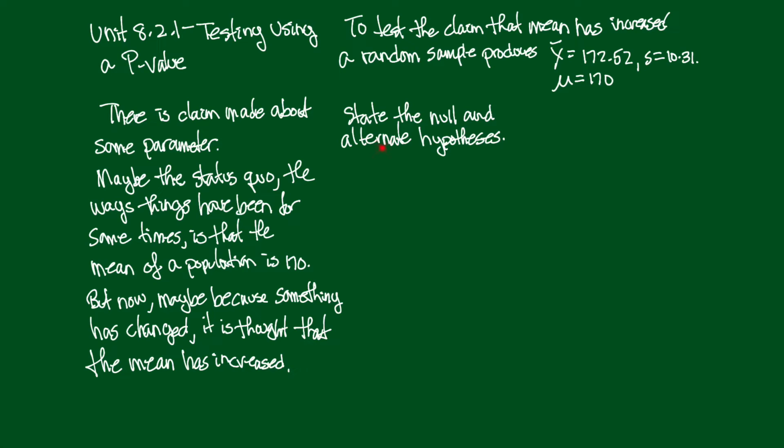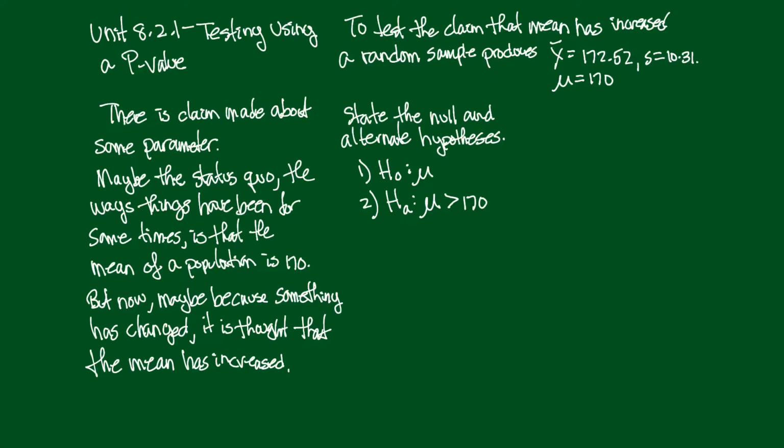the null and the alternate hypotheses. So step 1, get the null hypothesis. H naught states that mu, I'm going to leave that blank just for a second. Alternate hypothesis, H sub A, I use A for alternate, states that mu is, now the way things used to be, the status quo, is that it's 170. We think things have changed. So we're going to write this as greater than 170.